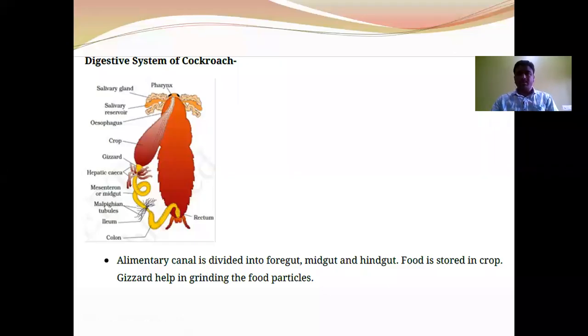Very good morning, students. In the last session, we had discussed cell and tissues. In this particular session, I will be dealing with cockroach and also body fluids and circulation. Let us start with cockroach.